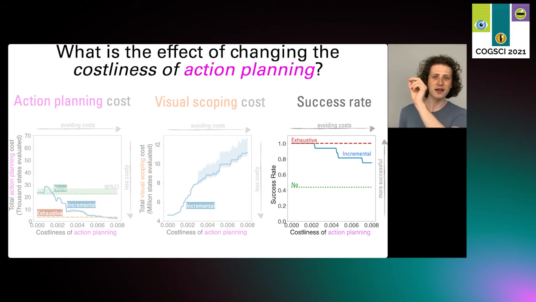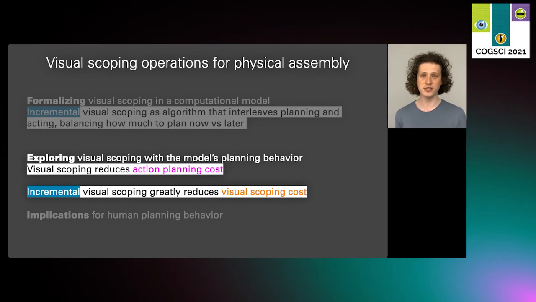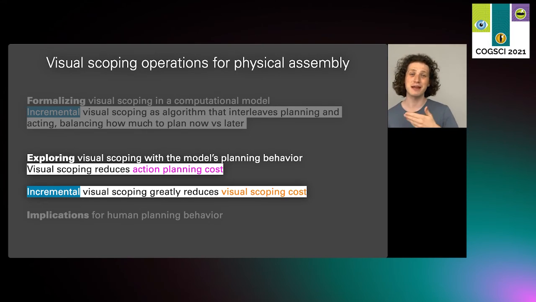But look at the left-hand side, where the costliness is low, but not zero. Here, the incremental visual scoping planner achieves 100% success rate, the same as the exhaustive planner, but still at a fraction of the visual scoping cost. That means that on the task presented here, incremental scoping can achieve the success of the much more expensive exhaustive planner. So, incremental visual scoping explains trading off easier action planning against more subgoal searching and a lower success rate, where the sweet spot is depends on the preferences of the planner, but the point being, you don't get anything for free. To summarize the model results, having subgoals for visual scoping indeed makes action planning easier. Incremental visual scoping can approximate the success of exhaustive visual scoping, but at a much smaller cost of searching subgoals.